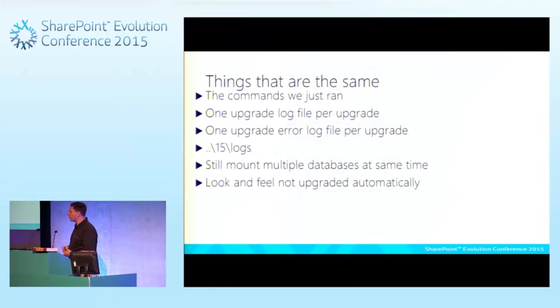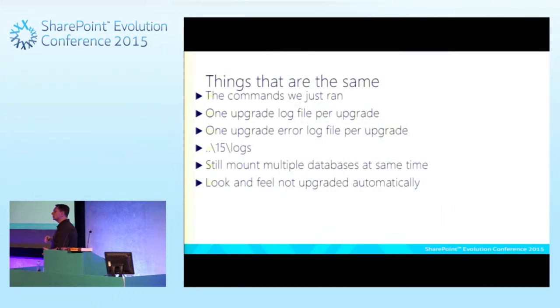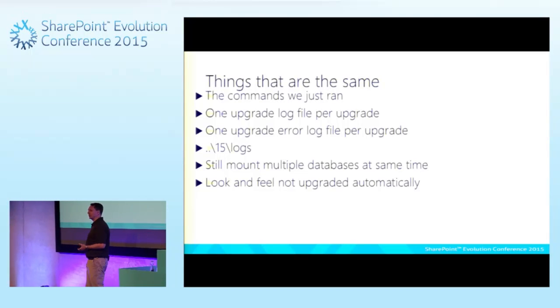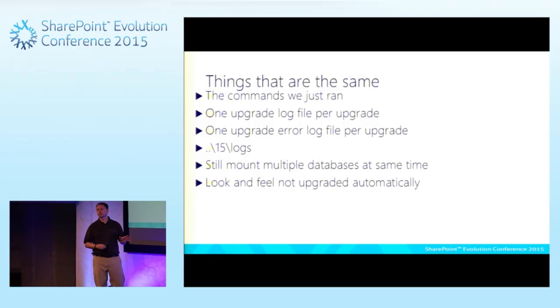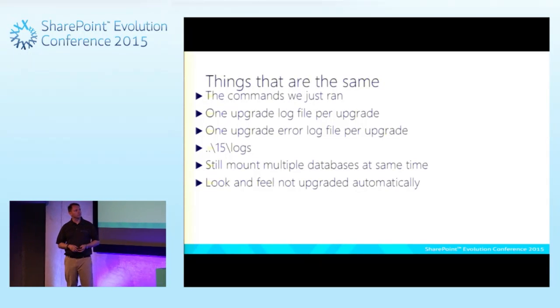All right, so there are a few things that are the same as the process from going to 2007 to 2010. All those commands you also ran when you went from 2007 to 2010 if you did the database attach. That's all the same. There's also 1 log created per upgrade. So every time you mount a database and it upgrades, it creates a log. And then there's also a special file that's created that's just bad news. It's the error file. So that's normally the one I go to first.